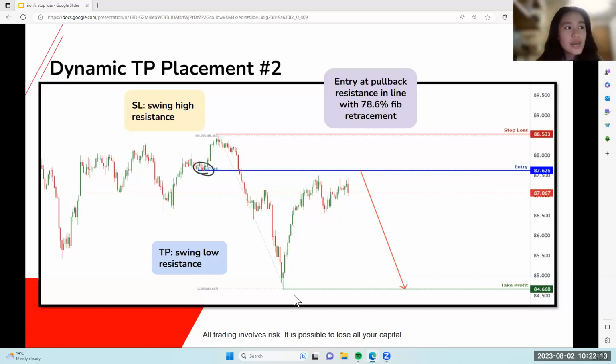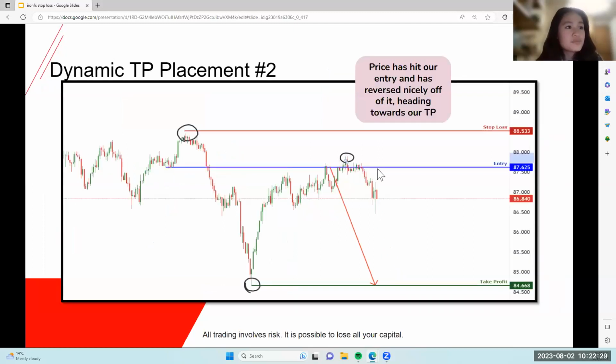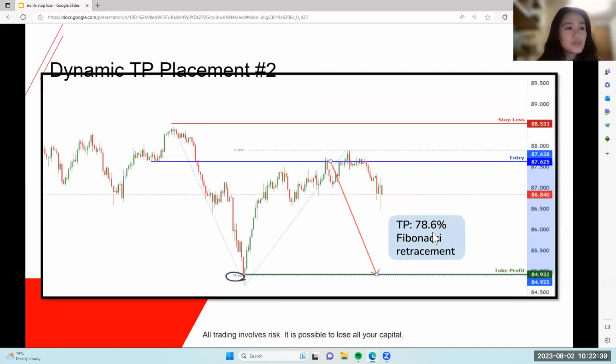And then if we take a look at our Fibonacci, we have the 78.6% Fibonacci retracement that lines up nicely with our entry level. So once again, this is a level for us to take note of. We can expect price to be attracted to this level here. Okay, you can see price moving up this area. Price hit our entry and has reversed off of it nicely. It's now heading towards our take profit.